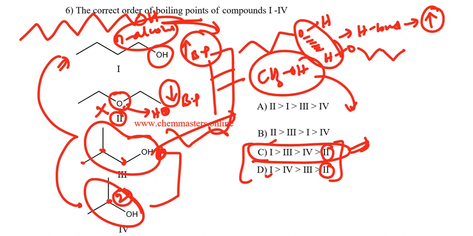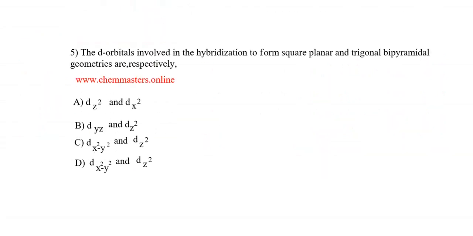Now just look at the next question. The d orbitals involved in the hybridization to form square planar and trigonal bipyramidal geometries are, respectively. Now try to look at square planar. Try to draw a square planar geometry.